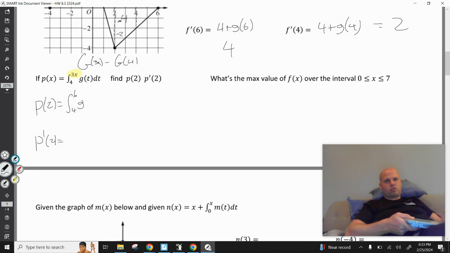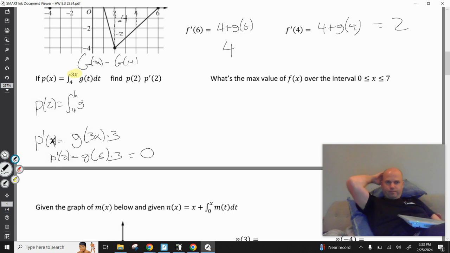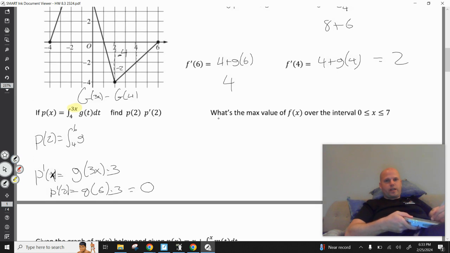If I took the derivative of this, I'd have regular G of 3x times 3. That's p prime of x, p prime of 2, therefore would be G of 6 times 3. That's 0. Okay, that's nice. What is the max value? This is great.